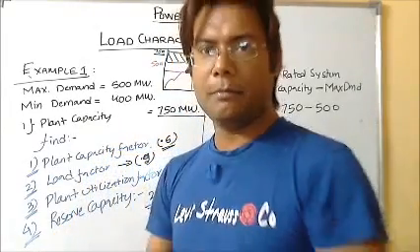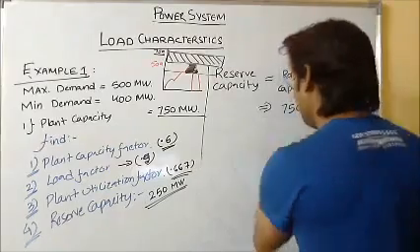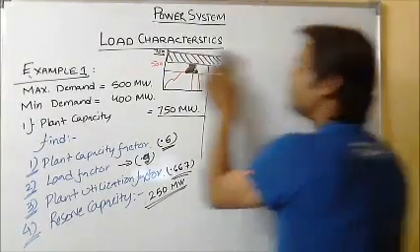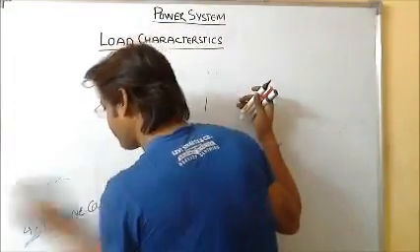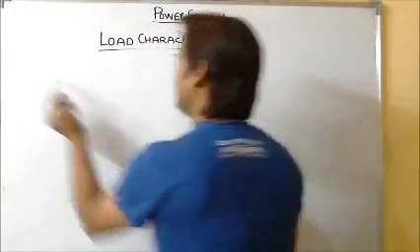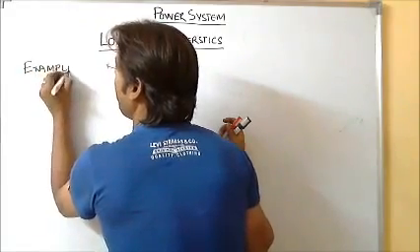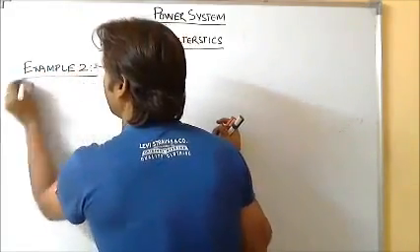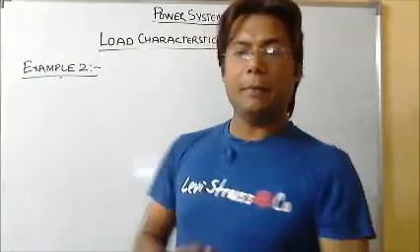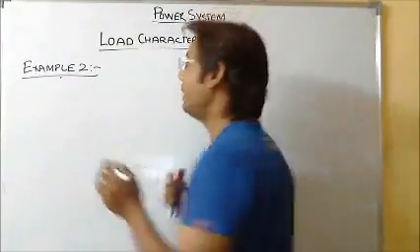We can go for some more questions. Another question, we can have an example 2. Example 2 says that the maximum demand of the system is 400 megawatt.